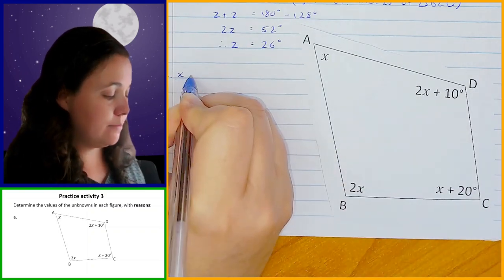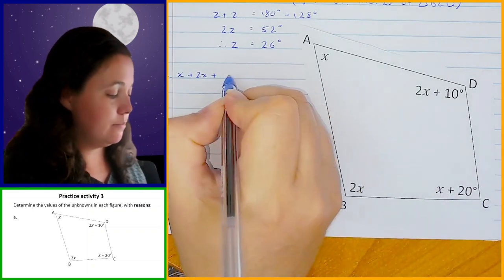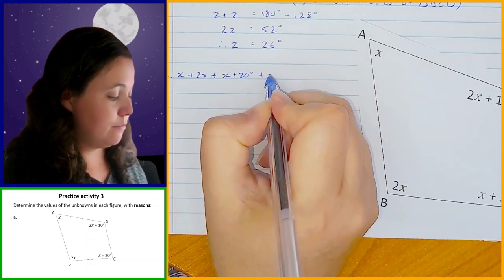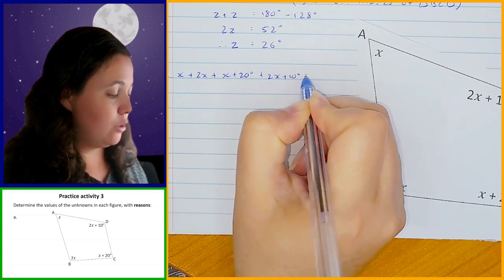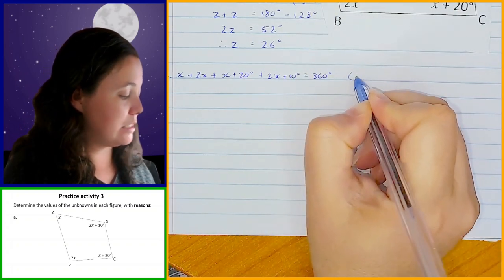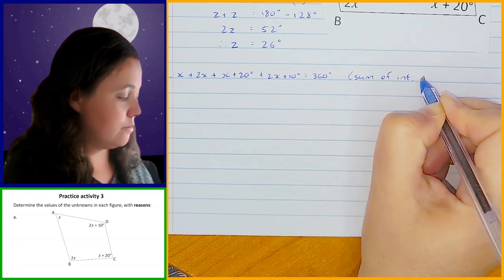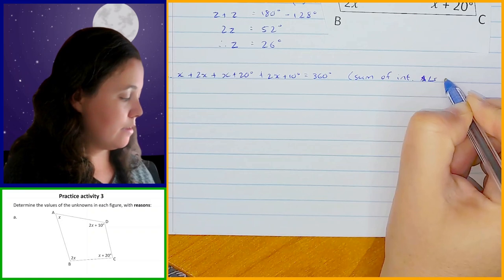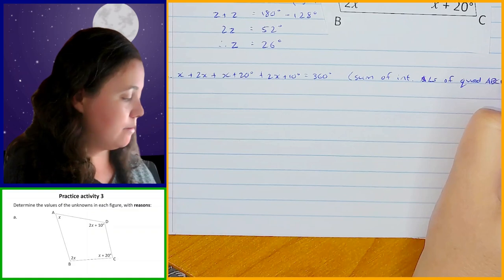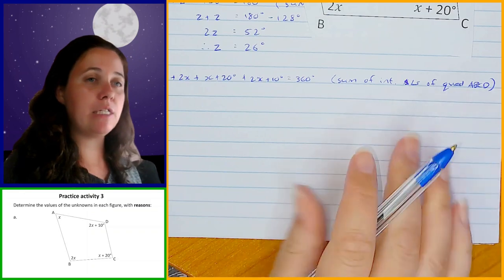So I've got X plus 2X plus X plus 20 plus 2X plus 10. And that all adds up to 360 degrees. And the reason that I can say that is because the sum of the interior angles of quad ABCD must be 360 degrees. So that is my reason over there.